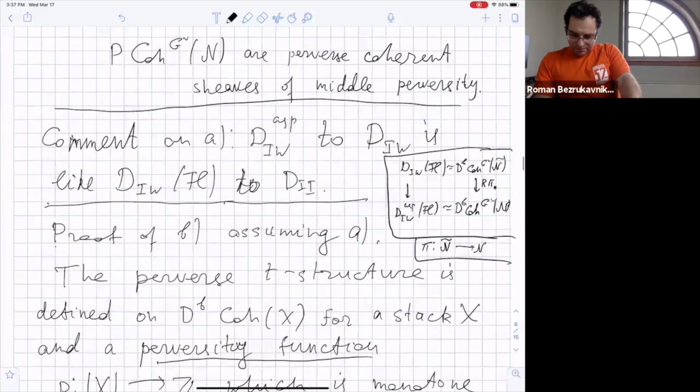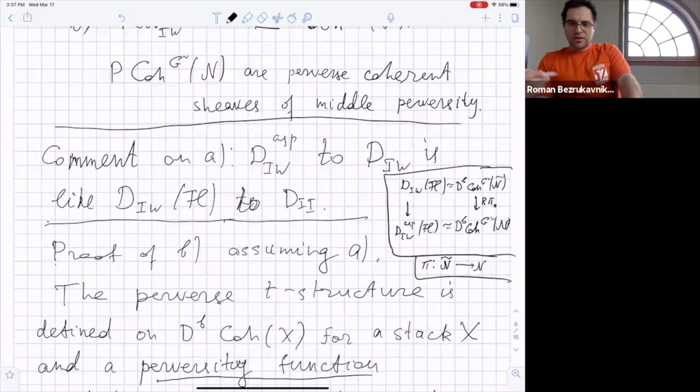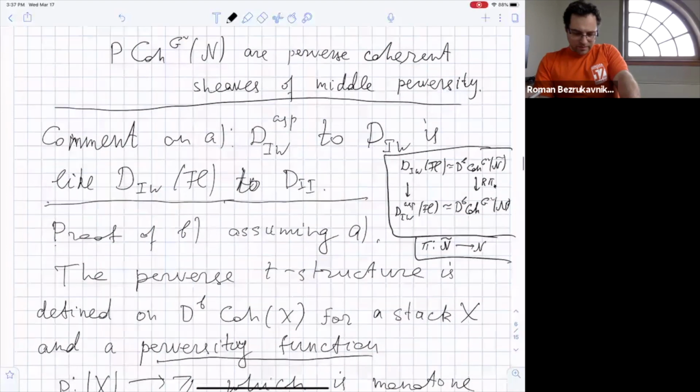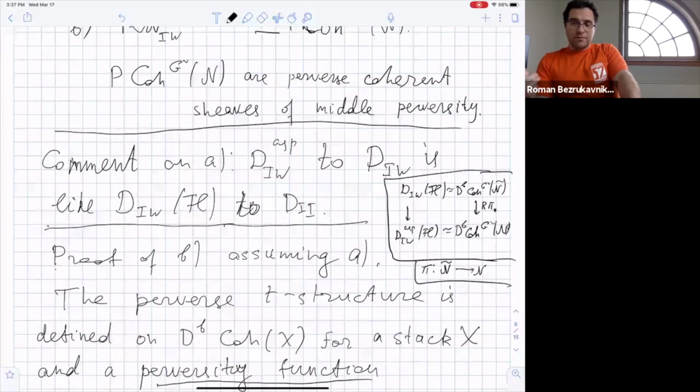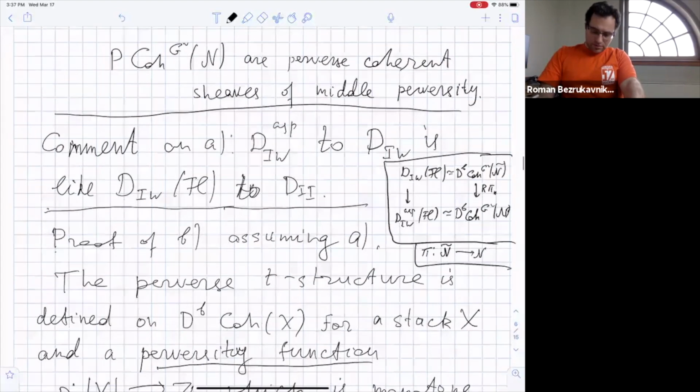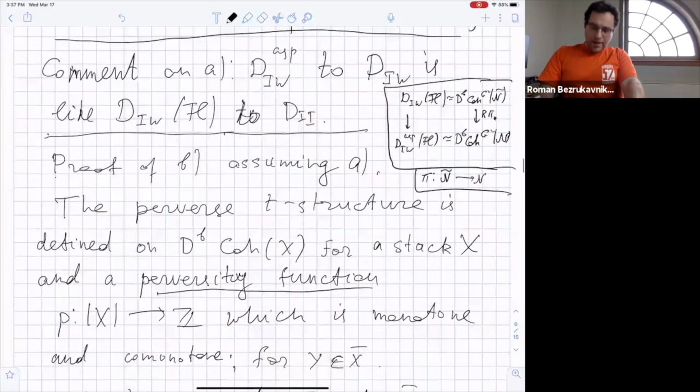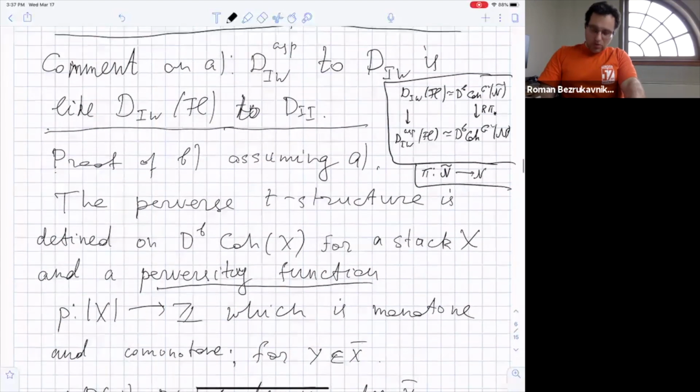Namely, I want to state it for a stack, but the only stack we'll be interested in is n mod g. So I could also talk about equivariant sheaves. We need to be given a perversity function, which is just a function on all points of the stack. In our case, points just correspond to orbits. And it has to be monotone and comonotone.